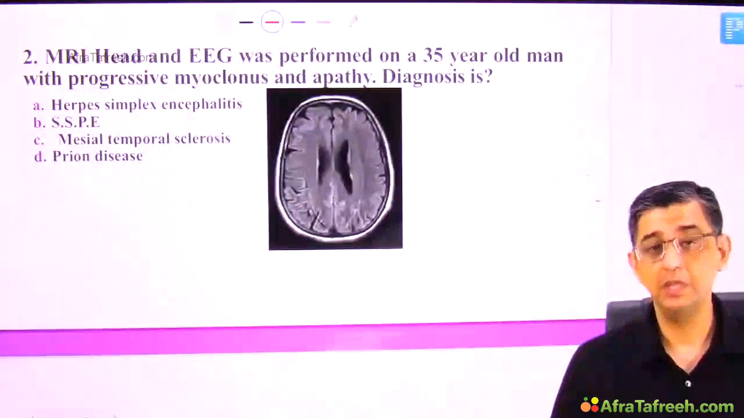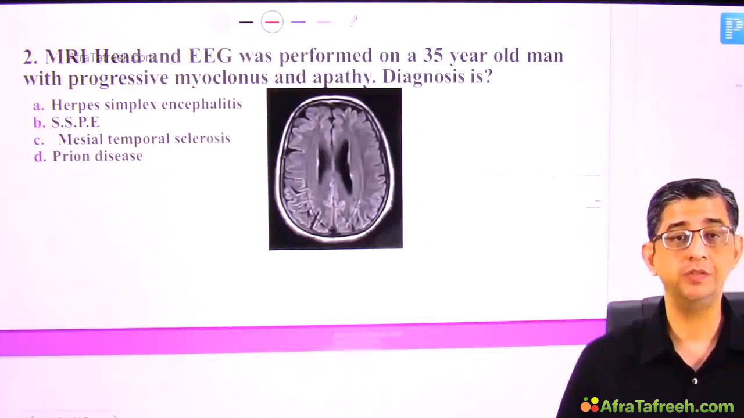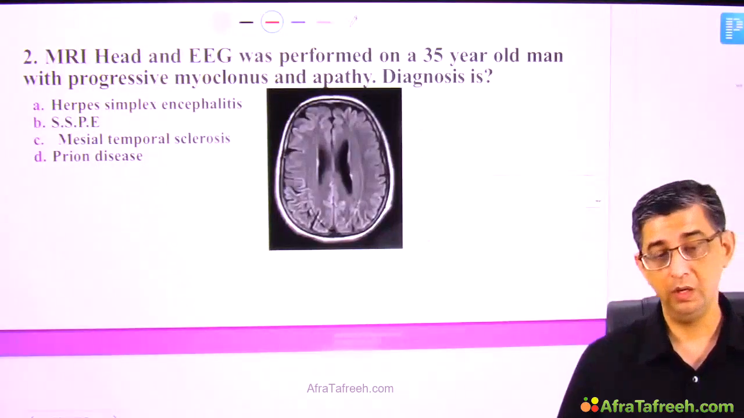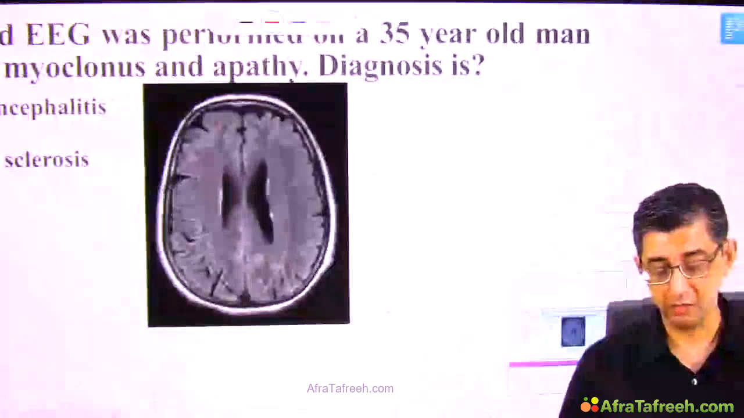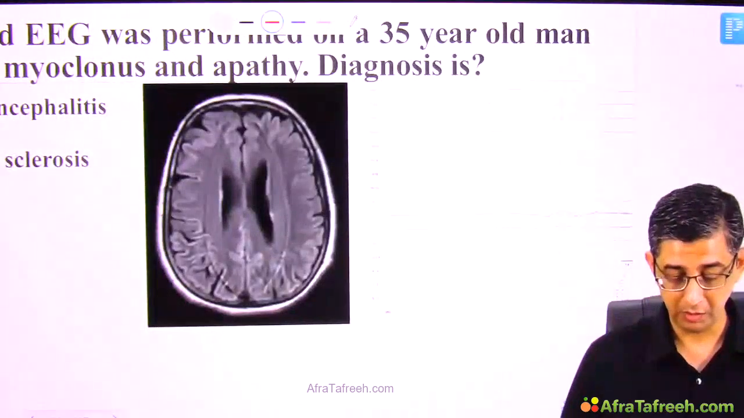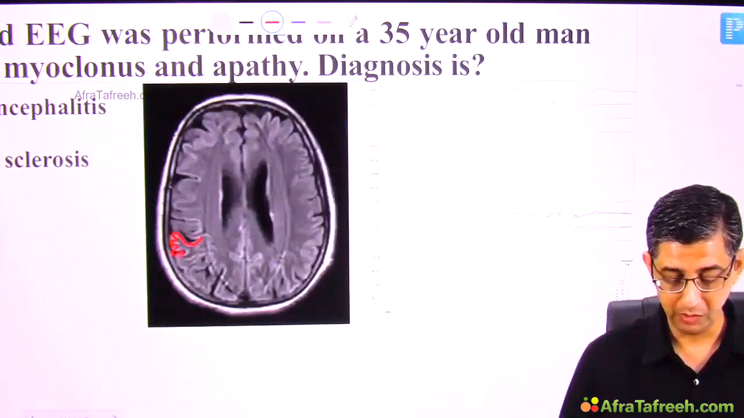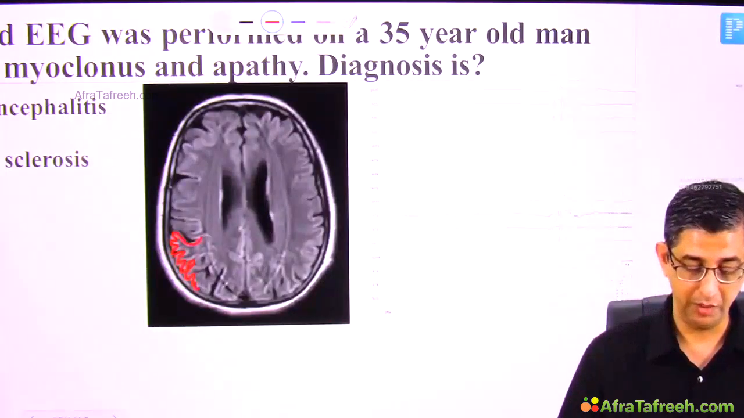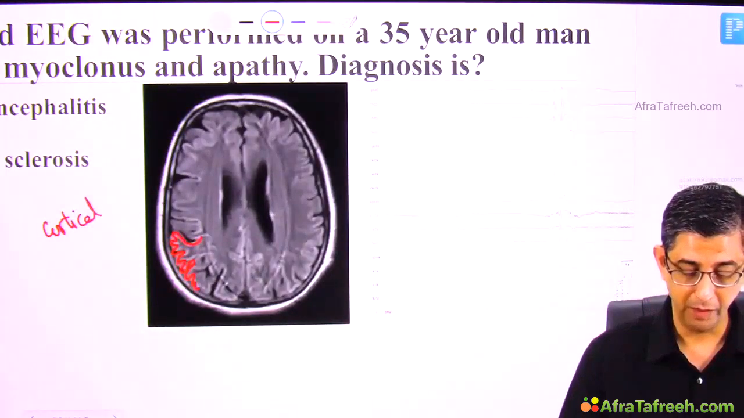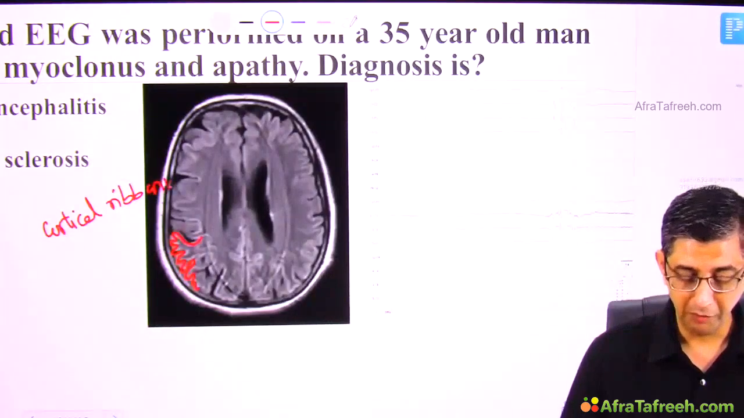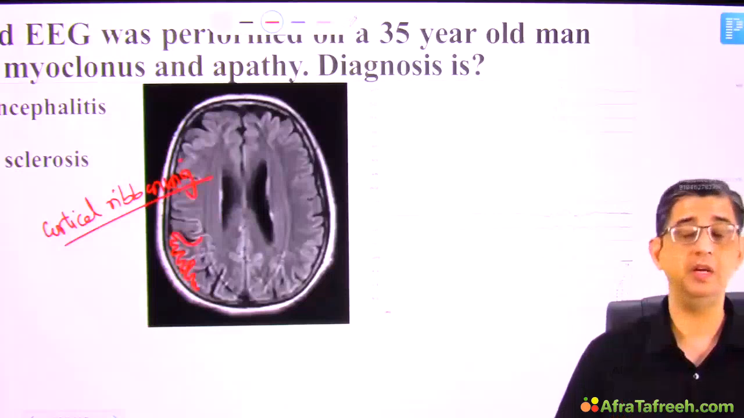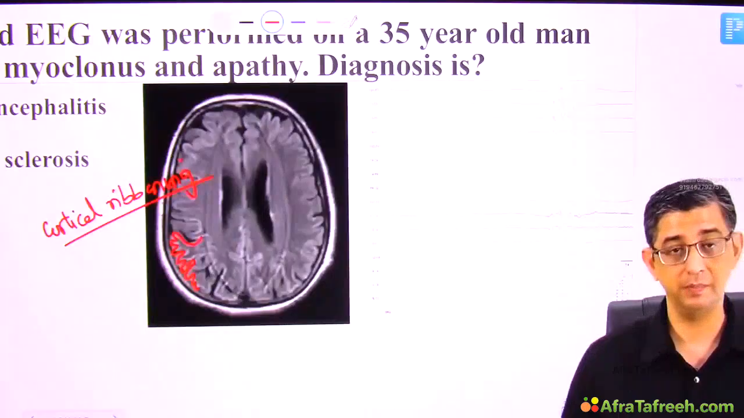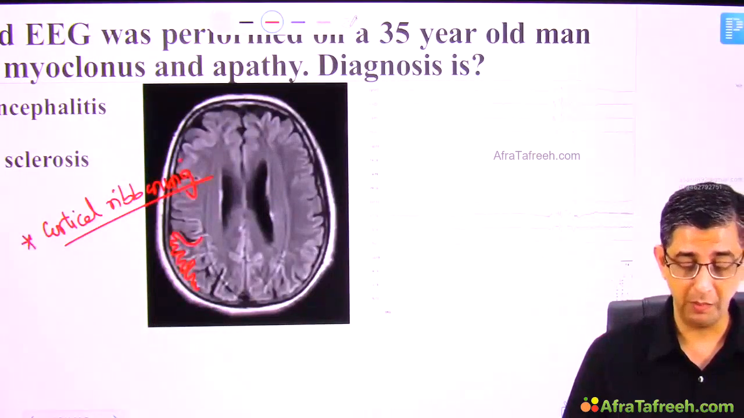Coming to the second question, he has given an MRI head and an EEG of a 35-year-old man with progressive myoclonus and apathy. First, if we focus on the MRI head of this person, you can definitely notice that the gyri and sulci look very pronounced. In fact, the technical term that is used to describe the image shown here is cortical ribboning. If I talk about development of myoclonus at 35 years of age, one of the diseases that should always come to your mind is prion disease. One of the features of prion disease can be cortical ribboning.